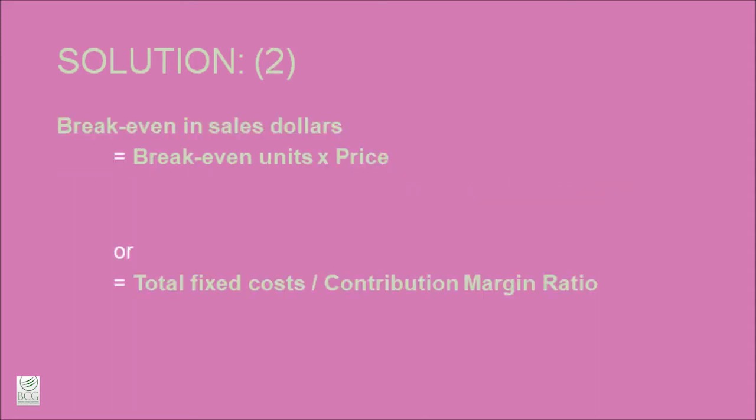Now for number 2, we can opt to use the formula of break-even in units as we calculated in solution number 1, times the selling price, or the other formula, which is total fixed cost divided by contribution margin ratio. Now let's first calculate the contribution margin ratio. Contribution margin ratio is equal to 0.06 contribution margin divided by the selling price, which is 0.08. Now with that, we can calculate the break-even in sales dollars using both formulas. Now presented here is the solution.